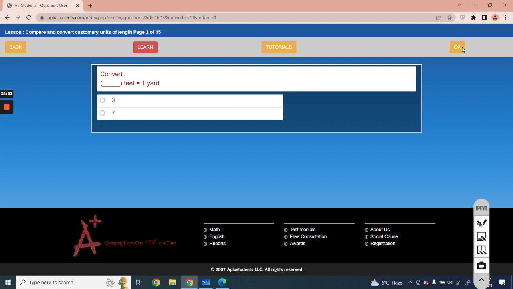How many feet equal 1 yard? Wait, let me confirm. 1 yard equals, I think, 3 feet. Yes, 1 yard equals 3 feet, got it? So the correct option is 3. Just select the correct option and click on the OK button. 1 yard equals 3 feet.